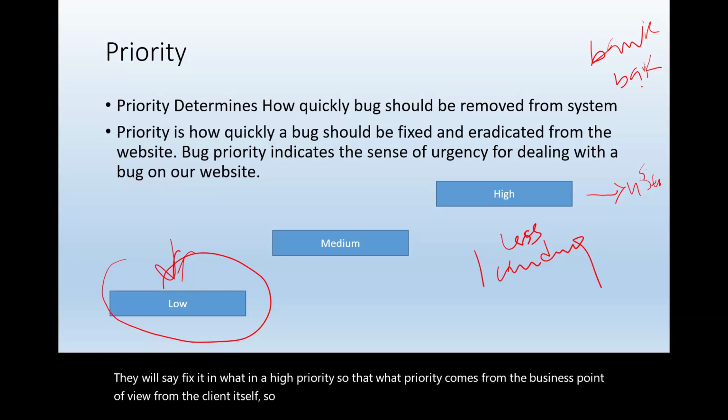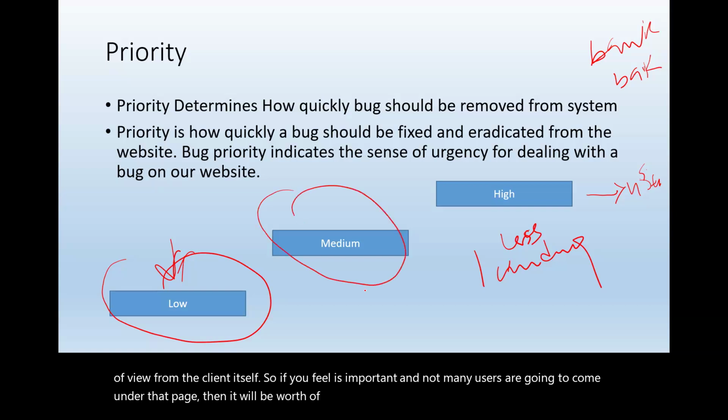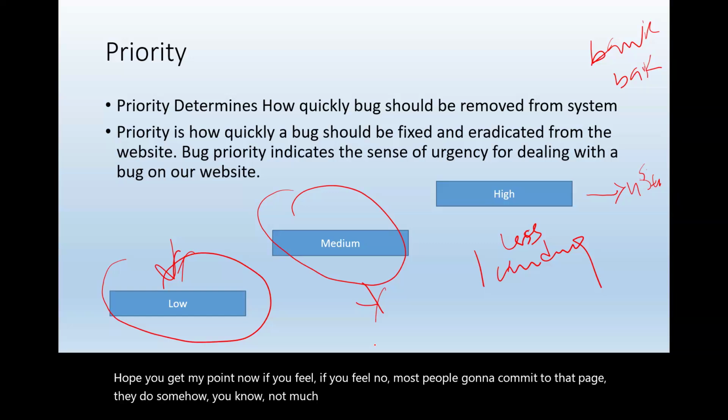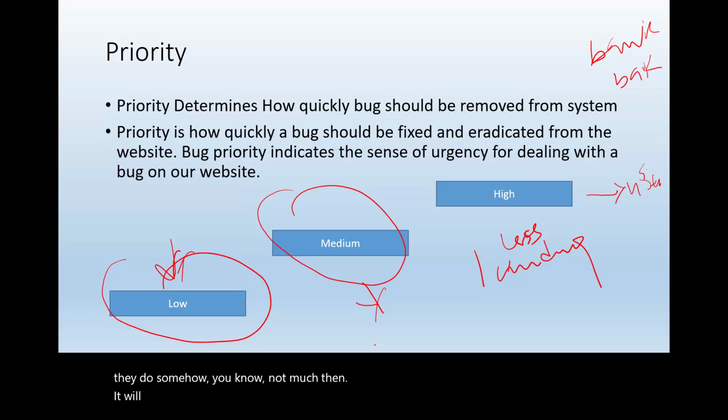So if you feel it is important, but not many users are going to come under that page, then it will be of a medium priority. Hope you get my point now. If not most people come into that page, but somehow some do, not much, then it will come under medium priority bug. You're going to raise a bug for that.